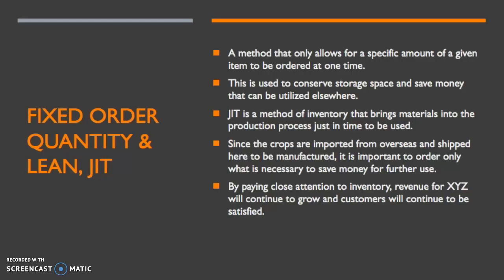Fixed order quantity and lean JIT. Fixed order quantity is a method that only allows for a specific amount of a given item to be ordered at one time. This is used to conserve storage space and save money that can be utilized elsewhere. JIT is a method of inventory that brings materials into the production process just in time to be used. Since the crops are imported from overseas and shipped here to be manufactured, it is important to order only what is necessary to save money for further use. Pay close attention to inventory. Revenue for XYZ will continue to grow and customers will continue to be satisfied.